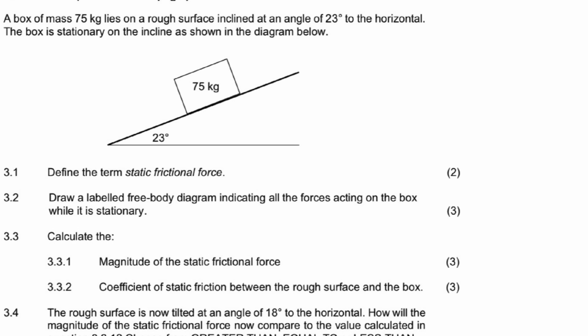Now 3.2 says draw a labelled free body diagram indicating all the forces acting on the box while it's stationary. Guys, I'd like you to do the force diagram to show what the forces are that are acting there before we do the free body diagram. When an object is lying on a surface, there's a force that the surface exerts on it. It's a normal force, and a normal force acts perpendicular to the surface, right? That is a normal force. Do you see it's perpendicular?